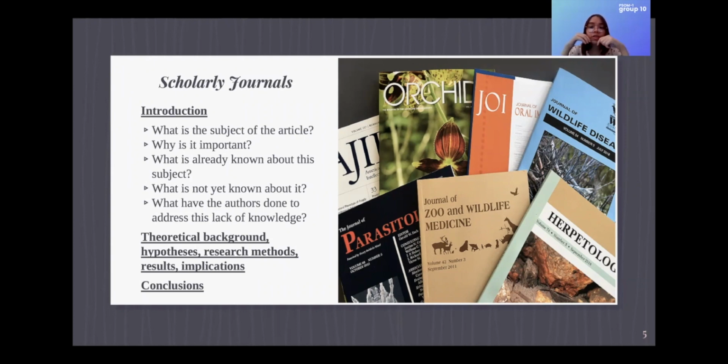Articles in scholarly journals present findings at the frontier of knowledge and often follow a structure where the introduction answers 5 questions about the subject: the importance of it, what's already known about it and what's not, and what the author has done about the missing knowledge of the subject. After the introduction, research articles usually discuss successively the theoretical background, hypothesis, research method, results, implications, and finally the conclusion.